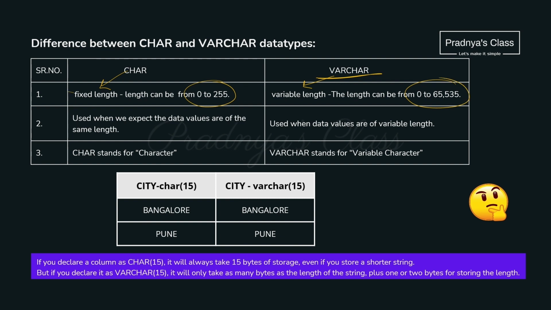What fixed length and variable length mean, we will understand with an example. Look at the example. There are two fields with the same name. Just for understanding, we have given the same name for both the fields. The size is the same, that is 15.